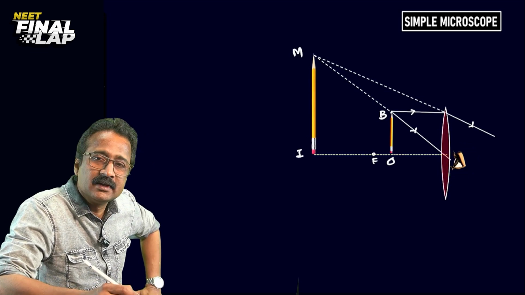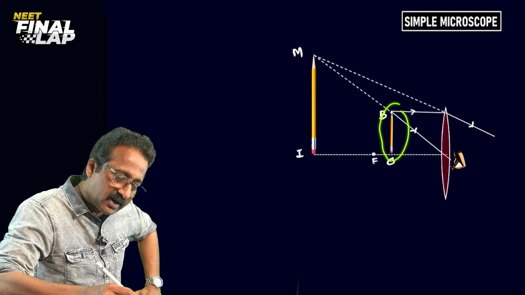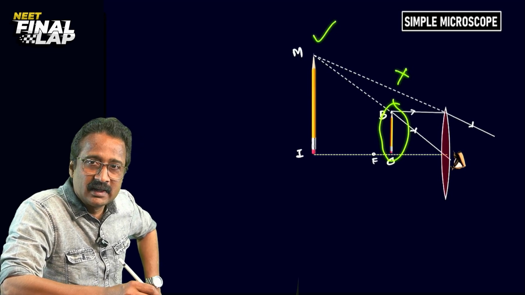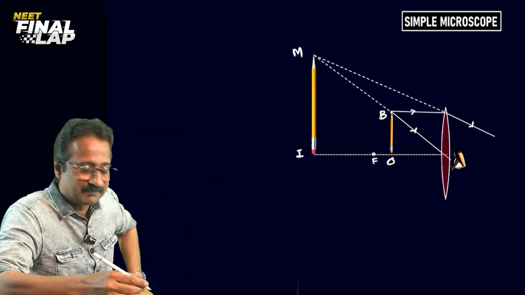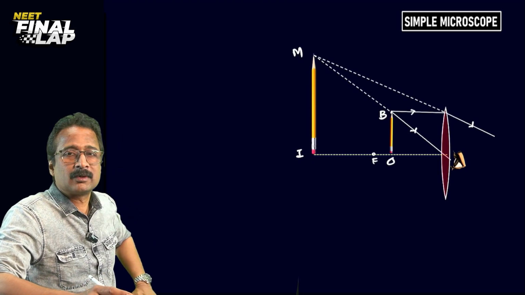Remember, don't get misled by this figure. In this, the observer cannot see the object directly. Instead, he is seeing this. He doesn't see the object now. When looking through the lens, what we see is not the object, but the image of the object. So that image is what I have shown here. This is how a simple microscope works.